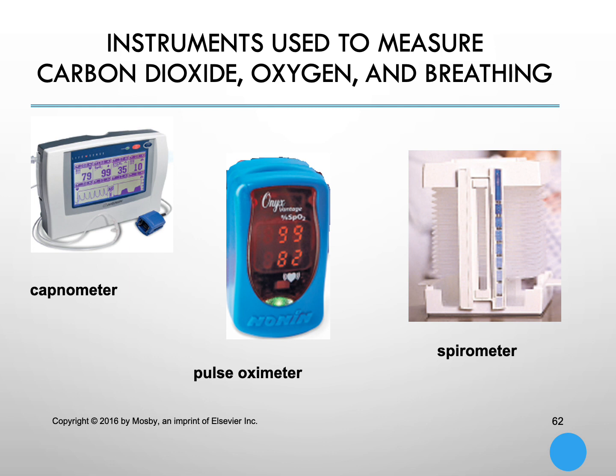Here are some instruments that we use to measure carbon dioxide, oxygen, and breathing. So the capnometer, like I said before, is used to measure carbon dioxide, while the pulse oximeter is used to measure the level of oxygen. And a lot of times this goes on your finger. A spirometer is used to measure breathing, and that's usually something that has a little tube coming off from it, and you take a deep breath and you breathe into it, and it's going to measure the breathing.